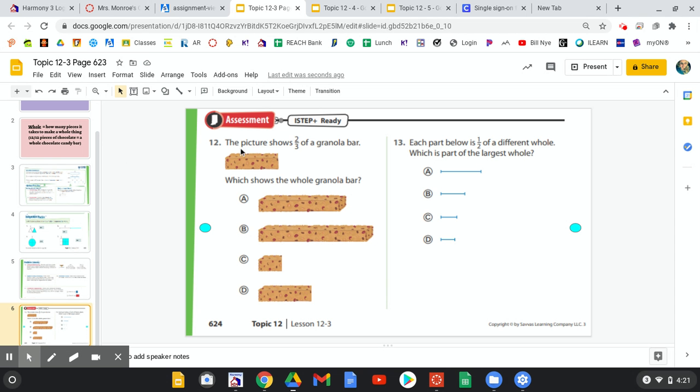So I'm just going to put a line here so you can kind of see. If I put a line right here, maybe, it breaks it in half. I'm going to make it a little thicker. Okay, and now I have two pieces. So what I'm looking for down here, it says which shows the whole granola bar. I need one of these that is 3 pieces long.